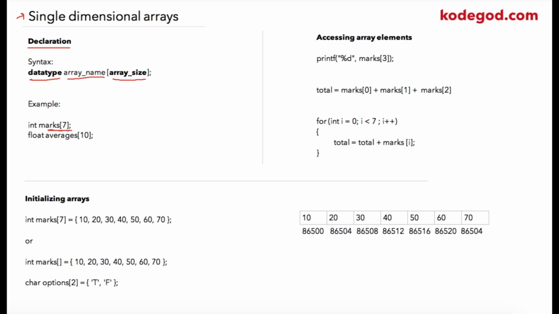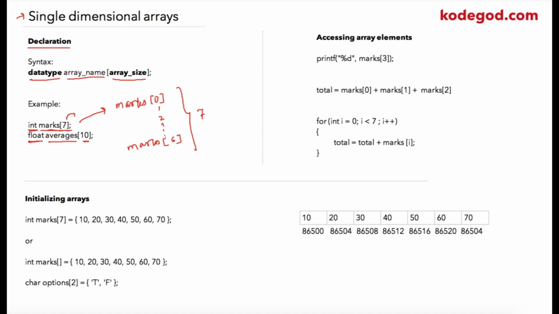So here is one example. I am declaring an array of type integer, naming it as marks, and I am specifying array size as 7. So I am declaring collection of 7 integer variables, marks 0, 1, 2, 3 and so on till marks 6. So total 7 elements. Similarly, in the second example, I am declaring an array of type float, naming it as averages and setting array size as 10. So it will be an array of 10 float variables.